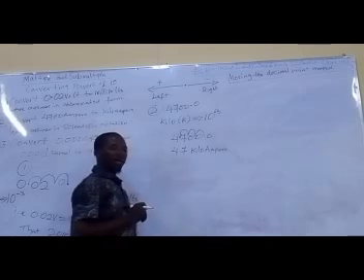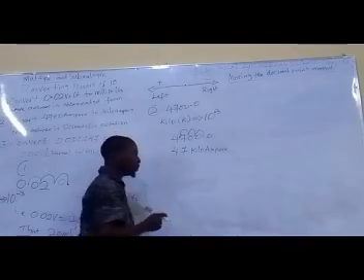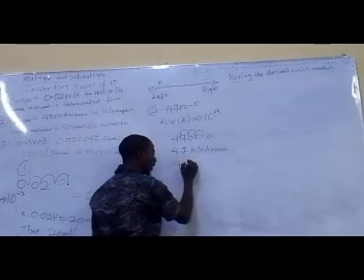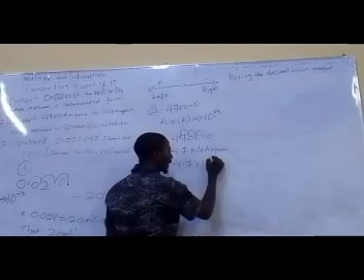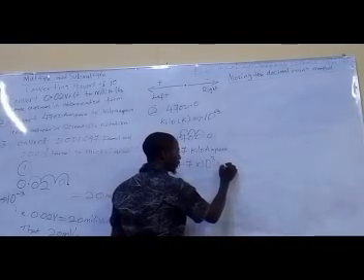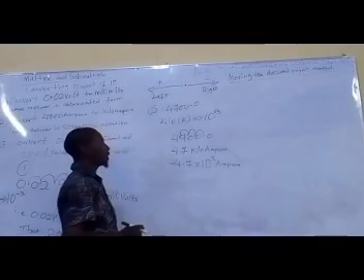But remember, we are asked to leave the answer in scientific notation. That is going to be 4.7 times 10 raised to the power of 3 ampere. This is our result for question 2.